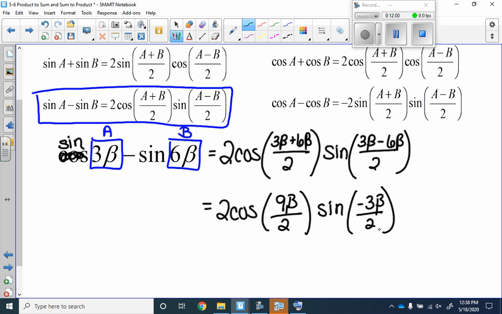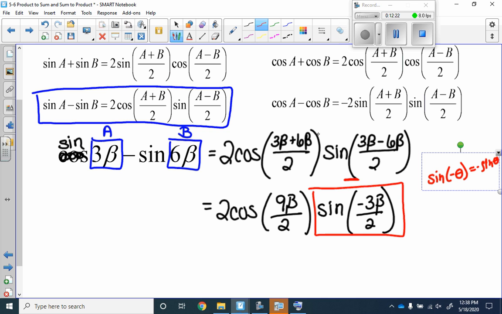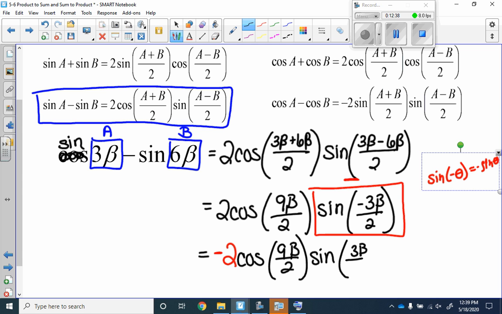Now I can go one step further with this. Remember when you take your odd and even identities, the sine of a negative value is negative. So when you take the sine of negative theta, it equals negative sine theta. And so what that's going to do now is that's going to end up making this negative 2 cosine of 9 beta divided by 2 times the sine of 3 beta divided by 2.